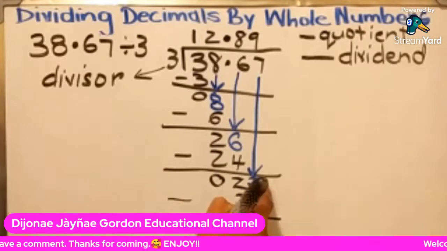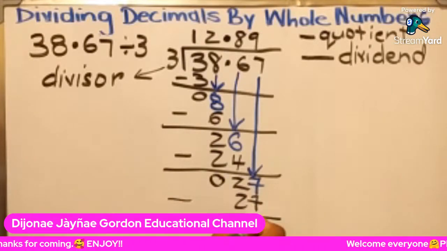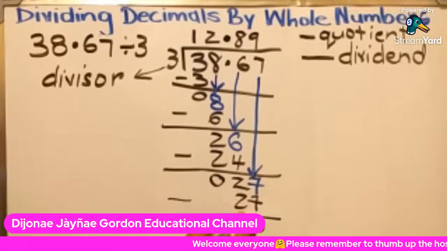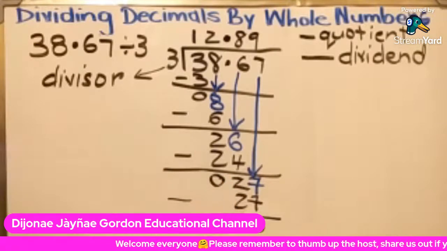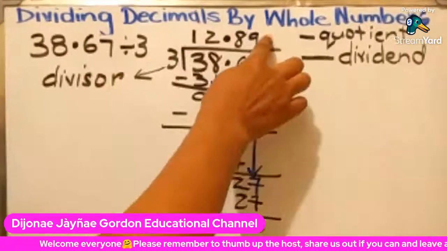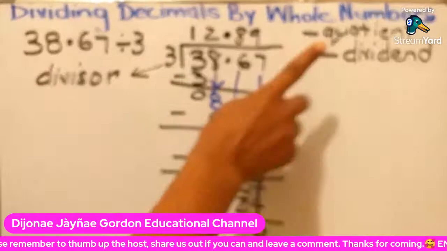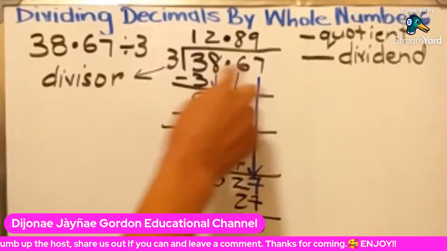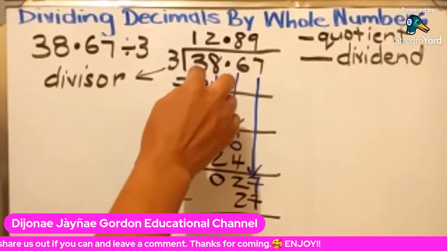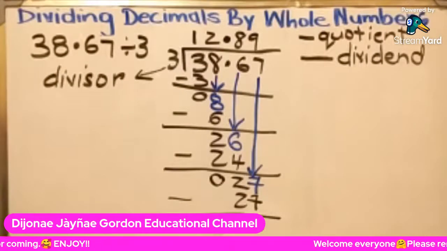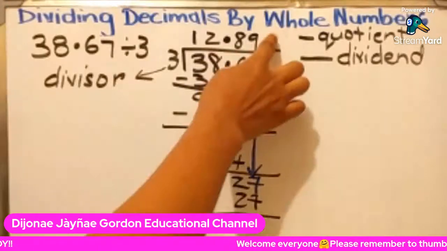And of course, you have 17, you give away all 7 of it. You're left with 0. You have 2 things and you give away 2 things. We have 0 left. So in this case, our quotient is 12.89. And of course, our divisor is 3 and our dividend is 38.67.